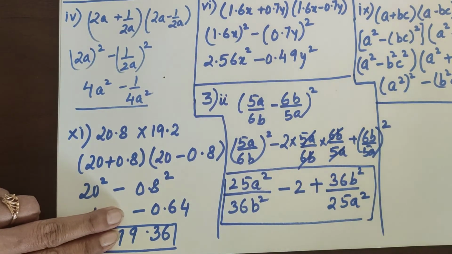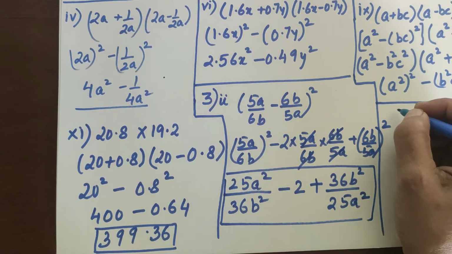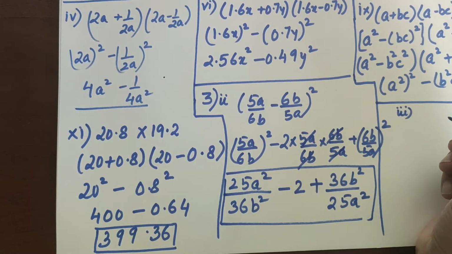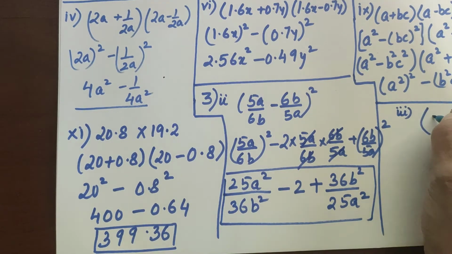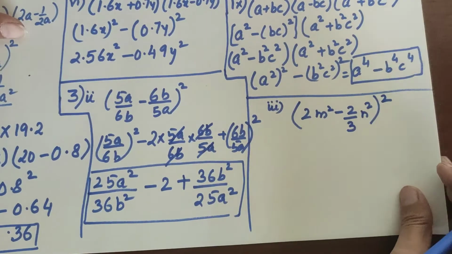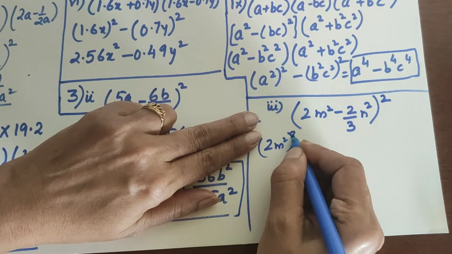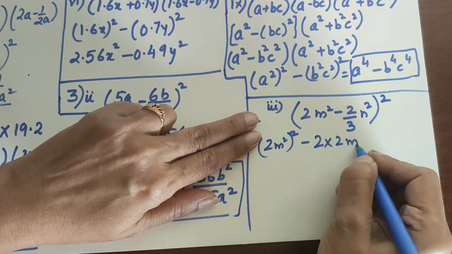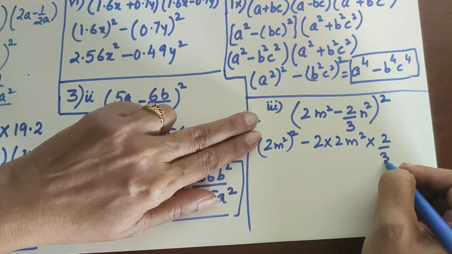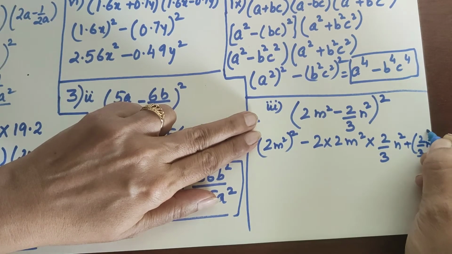Okay, now I'll do question number 3, part 3. Question number 3, part 3 is find the square of 2m square minus 2 upon 3n square, and we have to find the square of this. So a square, which is 2m square, the square, minus 2 into first term, which is 2m square, into second term, which is 2 upon 3n square, and then the square of 2 upon 3n square and whole square.